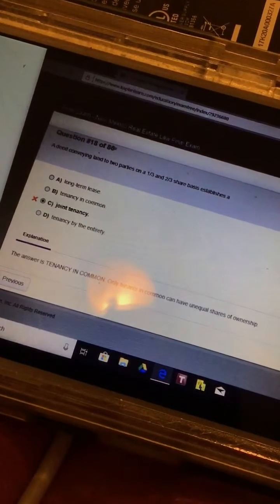A deed conveying land to two parties on a 1/3 and 2/3 share basis establishes A, long-term lease, B, tenancy in common, C, joint tenancy, or D, tenancy by the entirety. The answer is B, tenancy in common. Only tenants in common can have unequal shares of ownership.